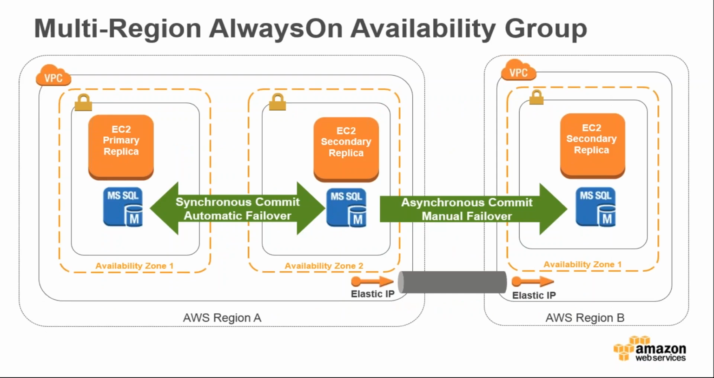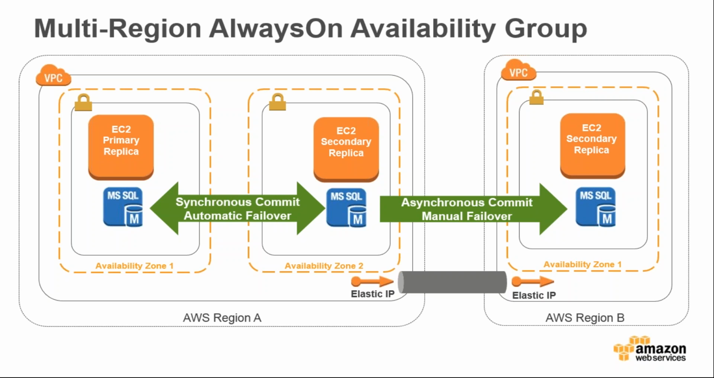Well, that's doable also. As you look at this diagram, what you'll see is that we have two AZs in one region, which is our primary database server, but we're also doing backups, or we can even do online all the time, and we can have asynchronous commit to the second region, and that region could be anywhere in the world. Now, when you're doing asynchronous commit, don't even think about automatic failover. In that case, you have to do manual failover.